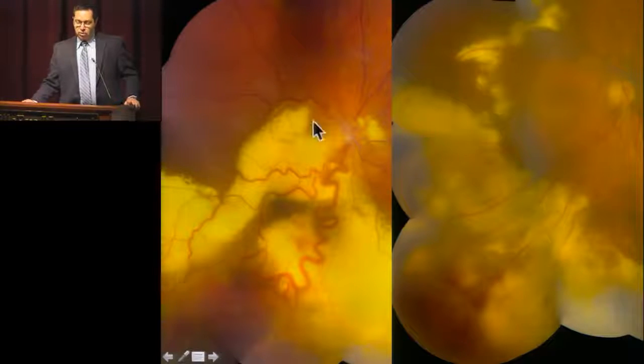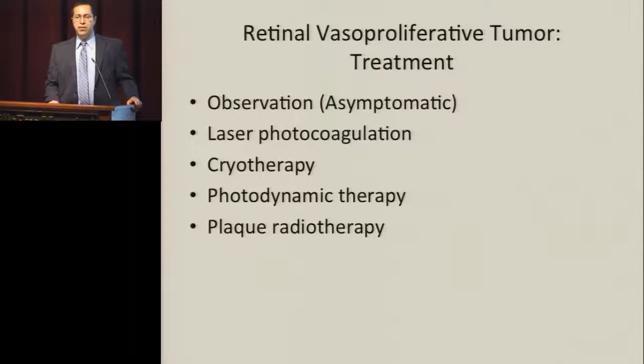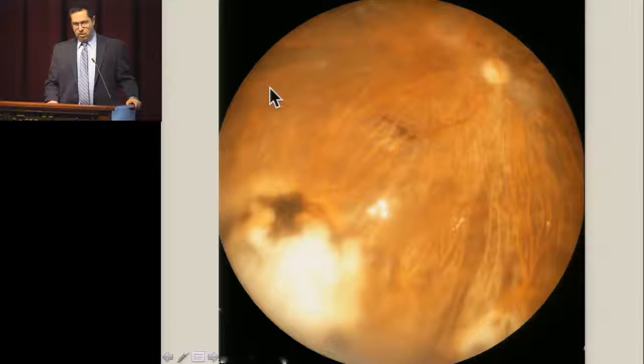So going back to these two, which one is which here? You know that. This one with dilated vessels, and this one without dilated vessels. This is retinal hemangioma, and this is retinal vasoproliferative tumor. As for treatment, it is very similar to retinal capillary hemangioma, basically the same techniques, although we can use observation more commonly in this group because they are not as rapidly progressive as retinal capillary hemangiomas. And this is the same tumor that I showed you after treatment, responded very nicely with resolution of the exudation.